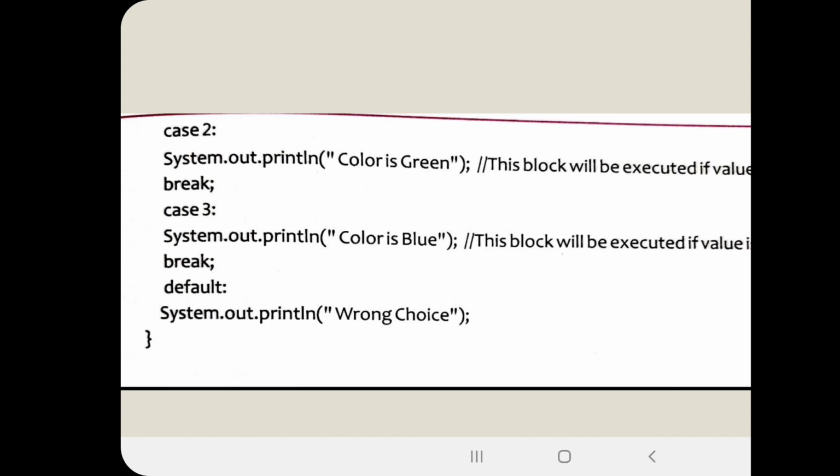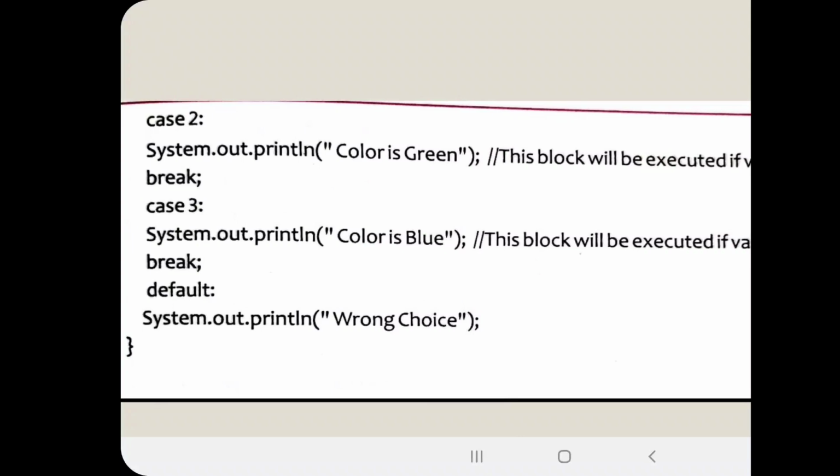Then case 3 will be reached and System.out.println, this time we'll use color is blue. And then we break this condition. You can see a new thing in this program: there is the default condition, and in the default condition the fourth statement is written.